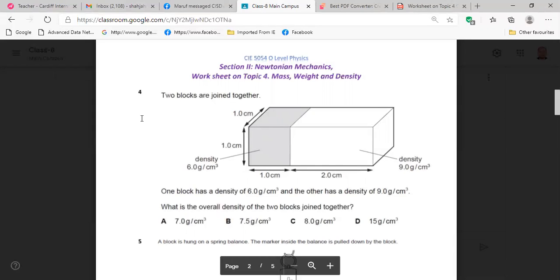Anmol, you read this one. Okay, sir. Two blocks are joined together. One block has a density of 6 gram per centimeter cube and the other has a density of 9 gram per centimeter cube. What is the overall density of the two blocks joined together?